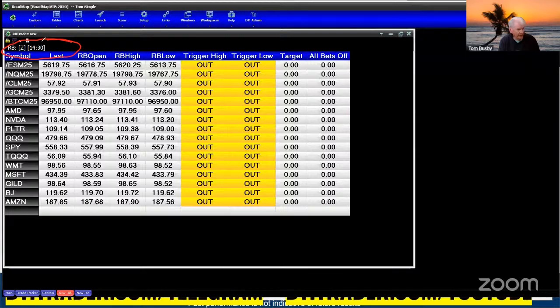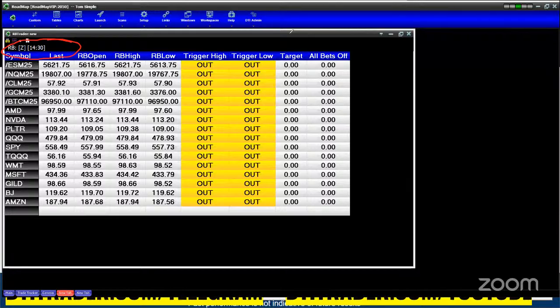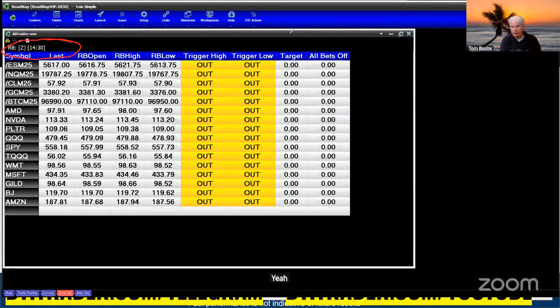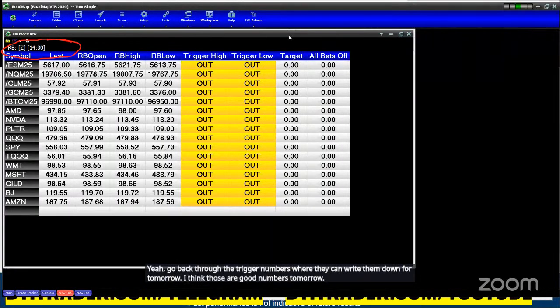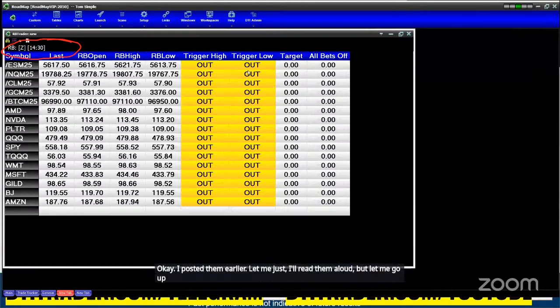Jonathan, I don't have any of the stocks hitting any of the upside triggers, do you? No, it's just like the market's response to Powell was kind of muted. We've kind of got a very quiet afternoon as everybody waits for Trump, I guess. Yeah, go back through the trigger numbers where they can write them down for tomorrow. I think those are good numbers tomorrow. Okay. I posted them earlier. I'll read them aloud, but let me go up here and copy and paste once again.